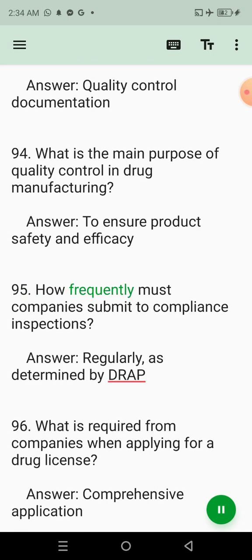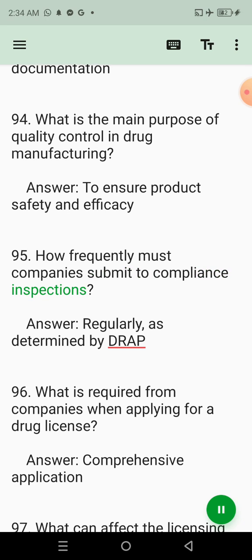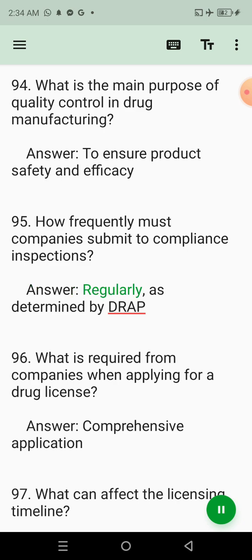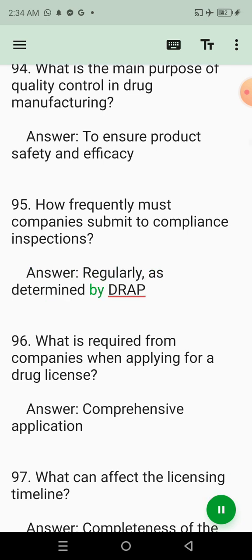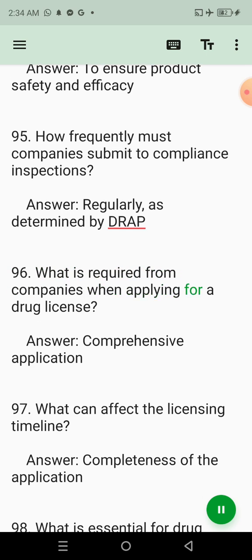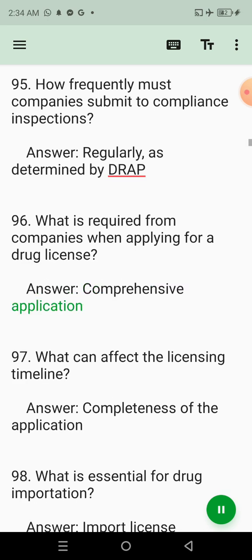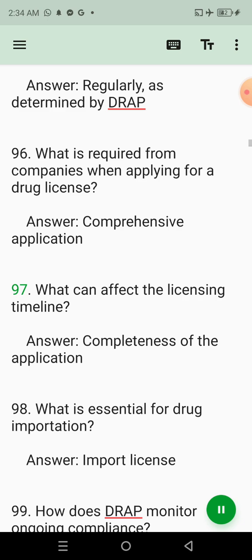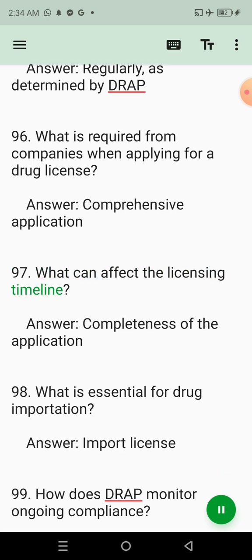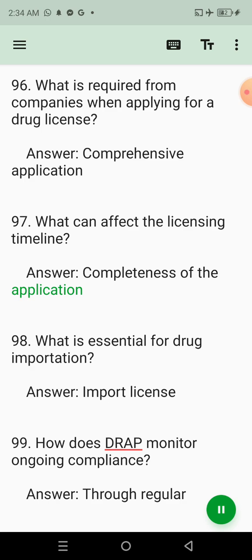95. How frequently must companies submit to compliance inspections? Answer: regularly, as determined by DRAP. 96. What is required from companies when applying for a drug license? Answer: comprehensive application. 97. What can affect the licensing timeline? Answer: completeness of the application.